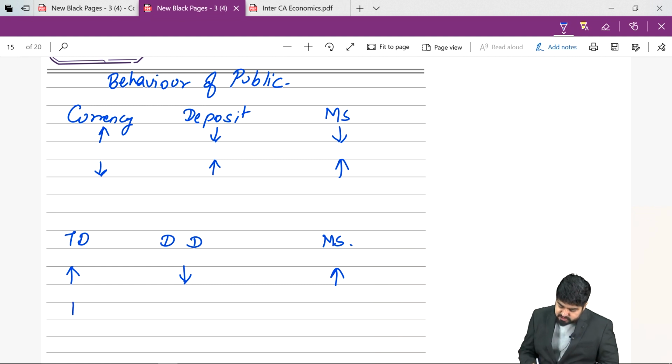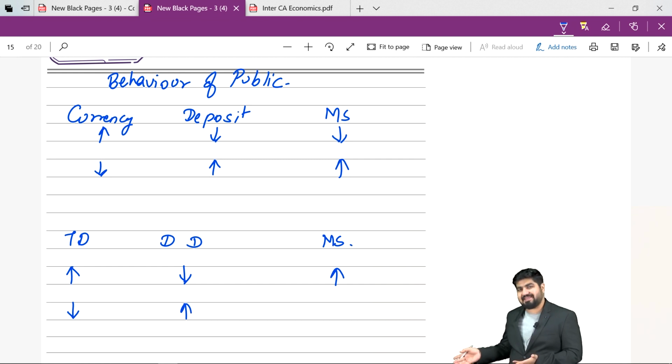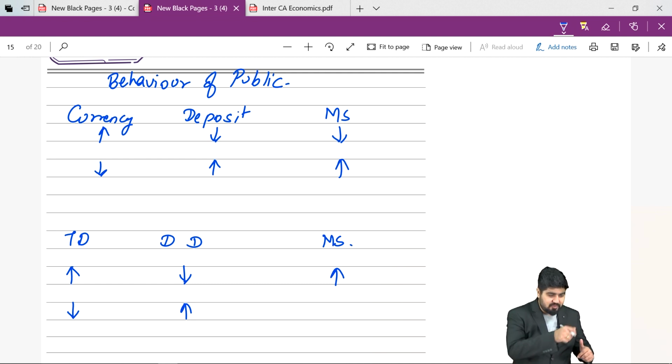Similarly, friends, if there is less time deposit and more demand deposit, if more money is in the current and savings accounts, you cannot use that to give out as loans. Why? People go for shopping, they do GPay. People go for doing something, they just swipe their card. So you know this, right? So at that time money supply will be less. I hope you are very clear in behavior of public.